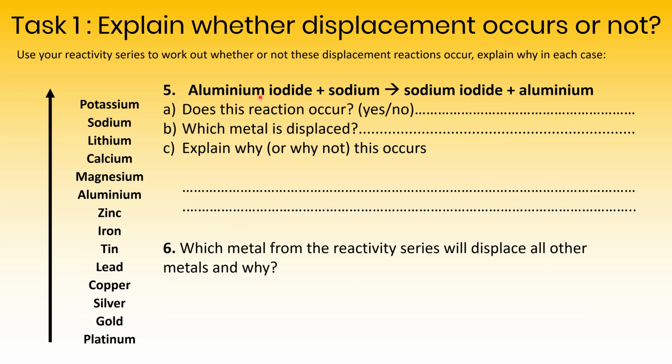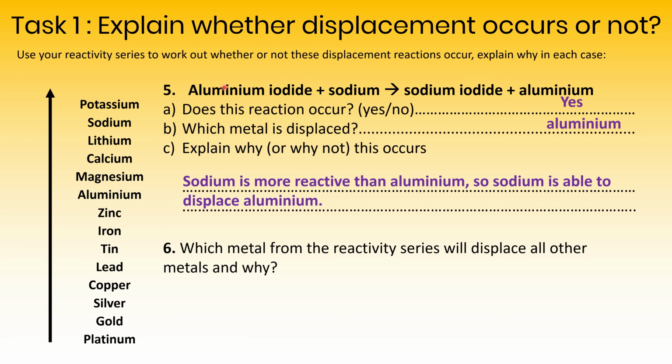For number 5, someone said that aluminium iodide can react with sodium to form sodium iodide plus aluminium. Let's compare the reactivities of those metals. The incoming metal, sodium, is more reactive than the metal already in the compound, aluminium. So yes, this reaction will occur. The metal that's displaced is always the one that's less reactive, so in this case, aluminium. Let's explain why it occurs. Sodium is more reactive than aluminium, so sodium is able to displace aluminium.